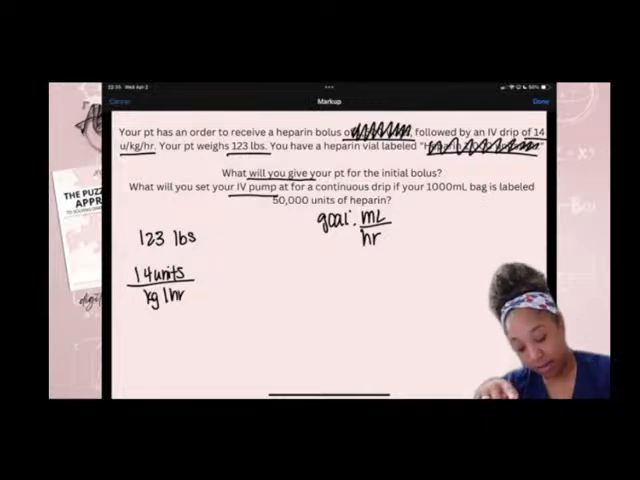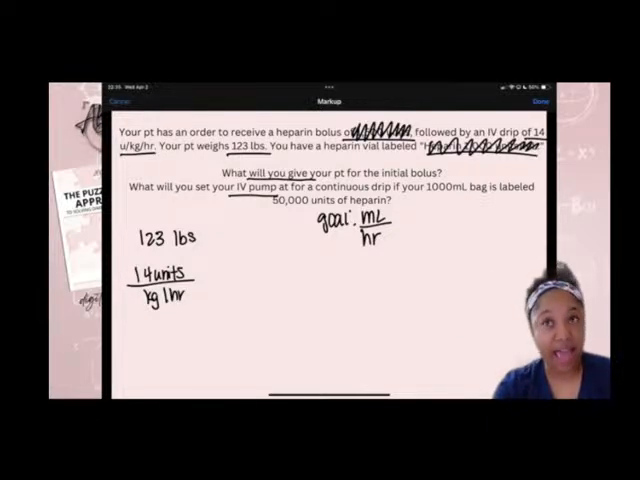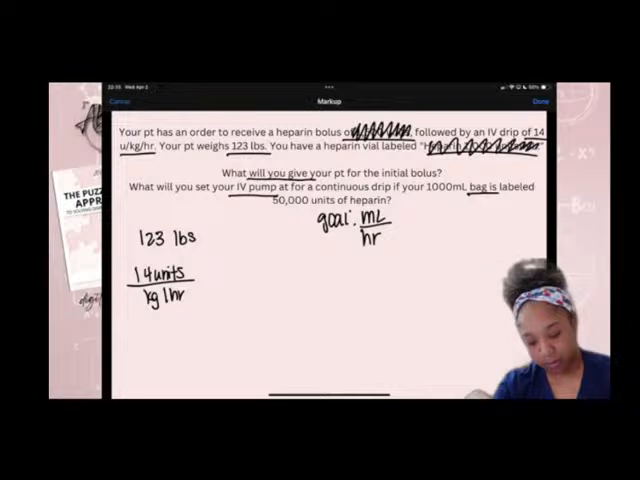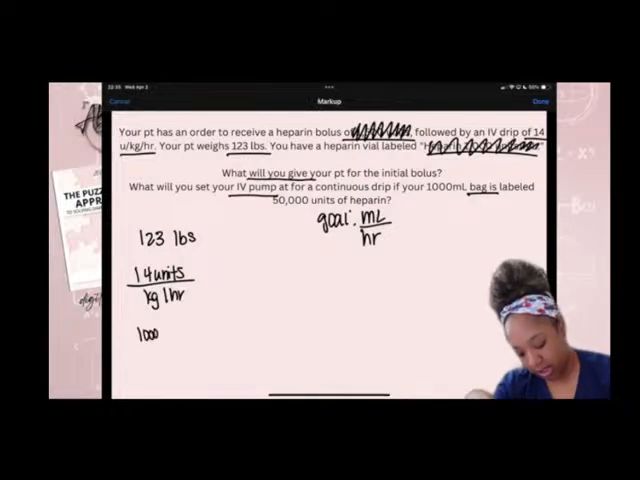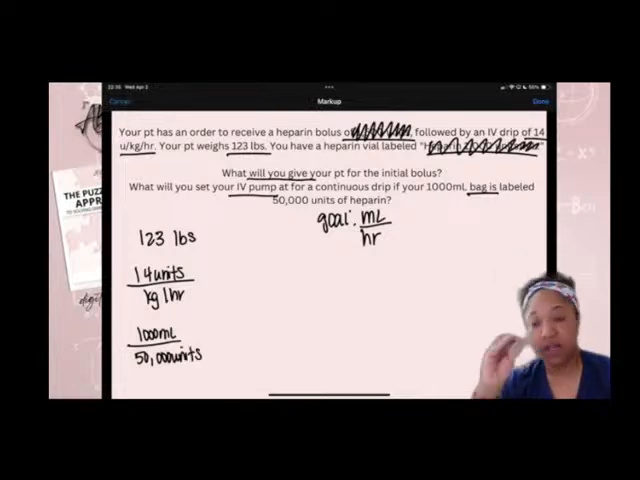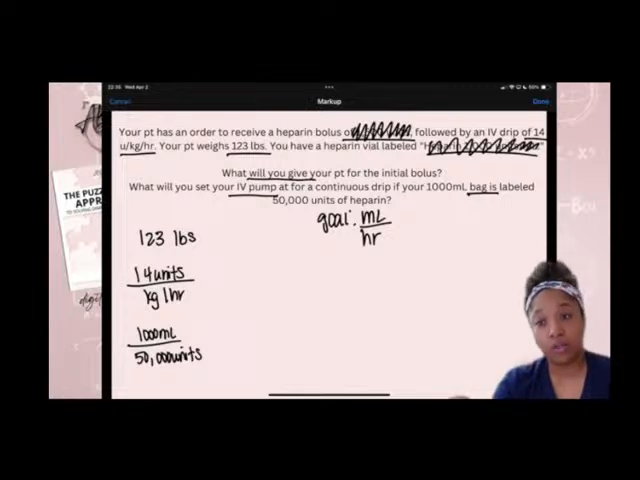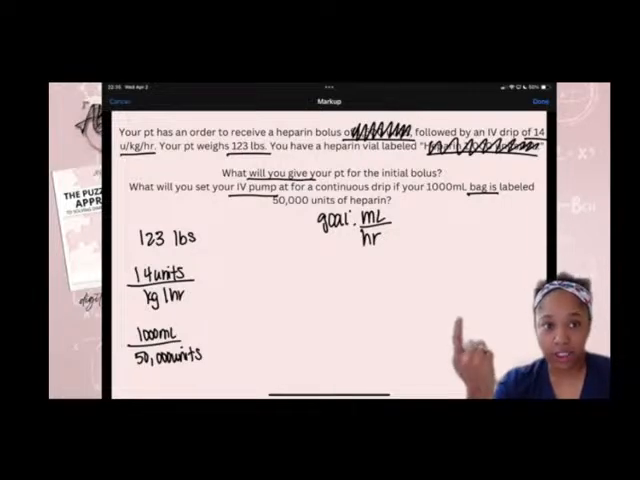And then we got the bag. Remember, I said we're reserving the bag for our drip. So, boom. We got 1,000 mLs, and it's got 50,000 units of heparin floating around in it, okay? So, that's what you need for your puzzle pieces. What are we going to start with if our top goal is milliliter?